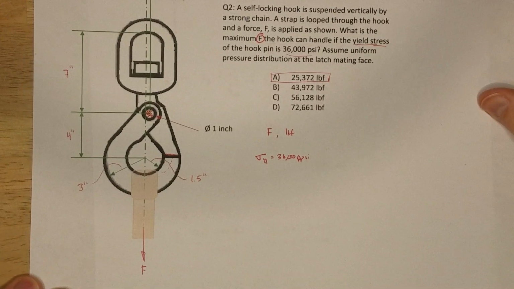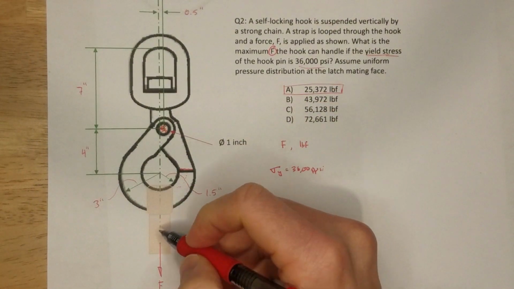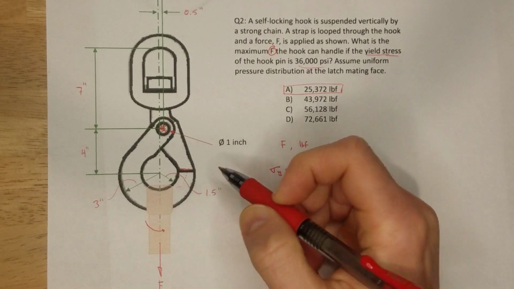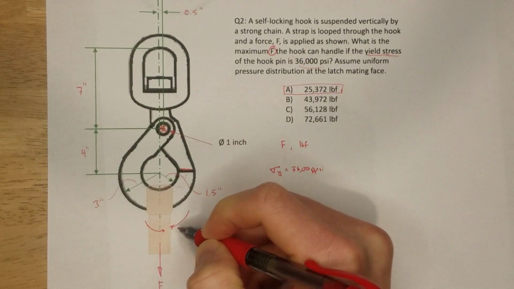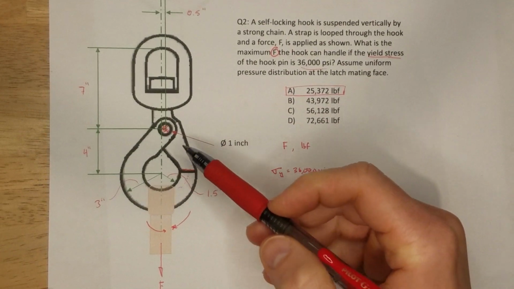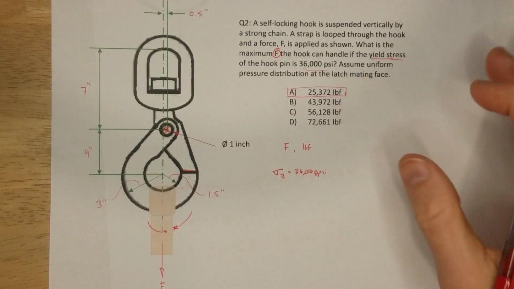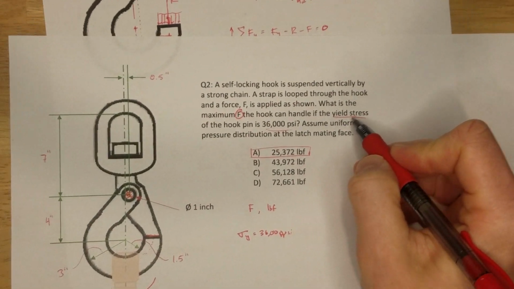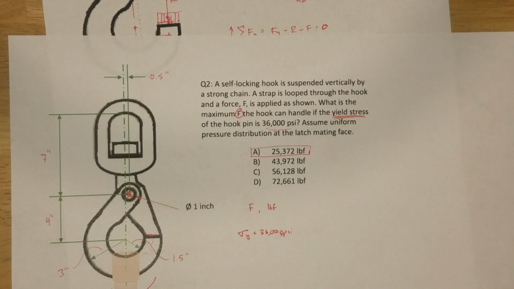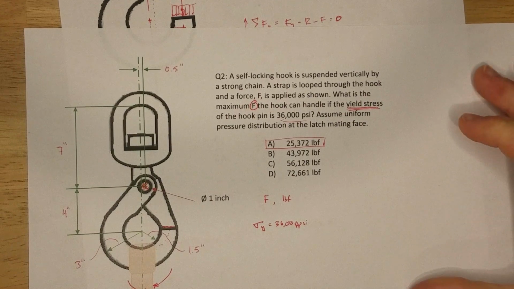But what made this a PE-worthy problem? Well, we had a strange machine component. This hook is offset. When you load it up, it wants to rotate this direction to get force in line with the pin, but the latch is forcing it back, so you've got a strange device. So it makes you think for a second. We've got the shear stress component, and we had to come up with shear stress by knowing yield stress. So there's two more steps.